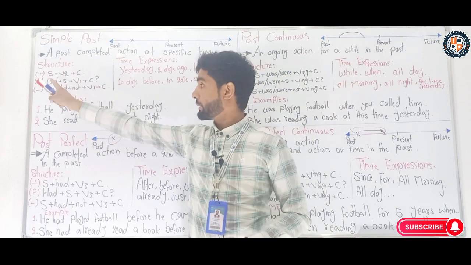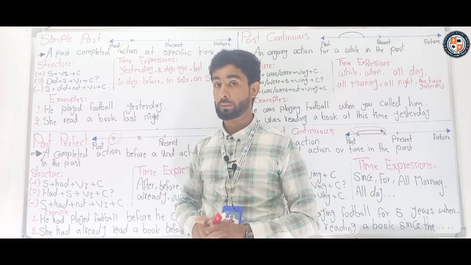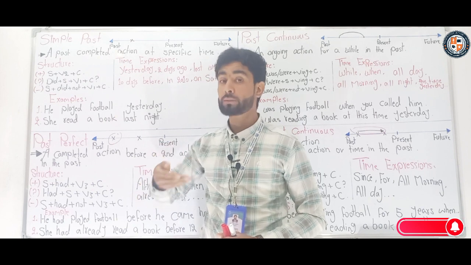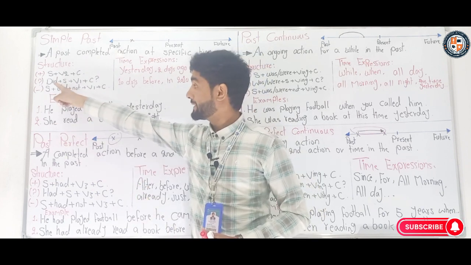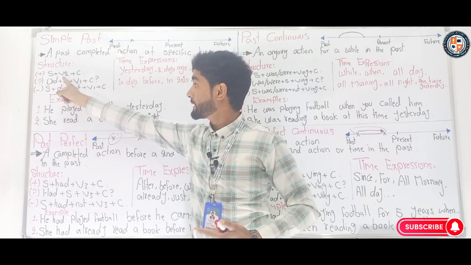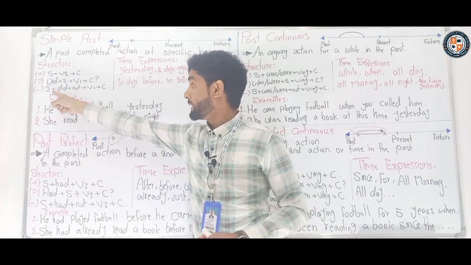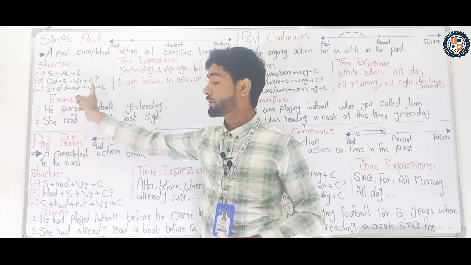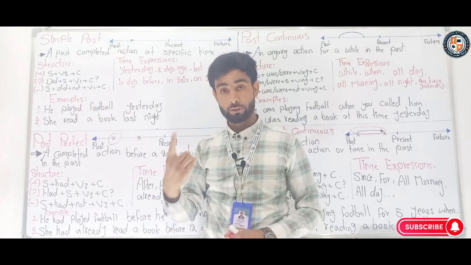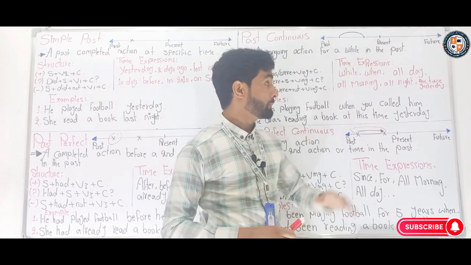A structure of simple past tense: subject plus verb 2 plus complement. It's the affirmative form. Interrogative form: did plus subject plus verb 1 plus complement. The auxiliary verb is did. When did comes in the sentence, then the verb 2 changes to verb 1. And the negative form: subject plus did plus not plus verb 1 plus complement. The 3 structures: affirmative, interrogative, negative. Simple past.